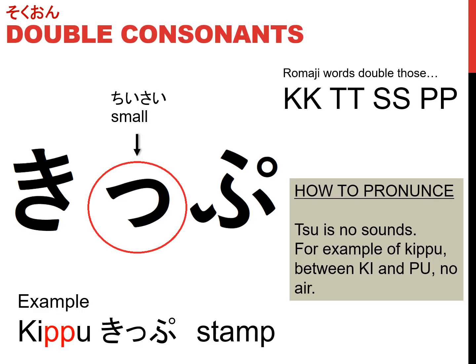Sokuon are called double consonants in English. When writing a word in Romaji, if the characters include K, K, T, T, S, S, or P, P, it is a glottal stop. When pronouncing a glottal stop, the corresponding part is not pronounced. Be aware of pronouncing it as if you are swallowing air.